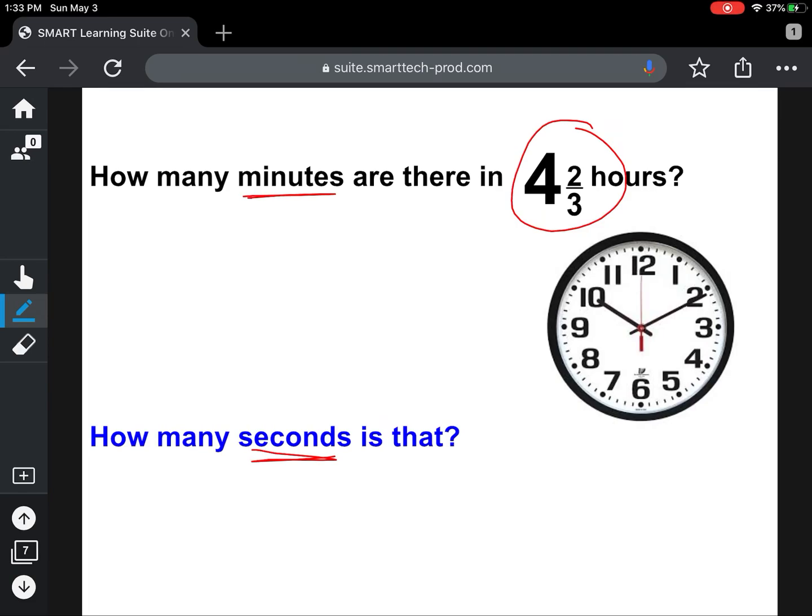I want you to pause your video now and see if you could solve that problem. How many minutes are there in 4 2/3 hours, or in 4 hours and then 2/3 of an hour? Pause your video and see if you can figure that out. Then turn it back on when you're ready to check.